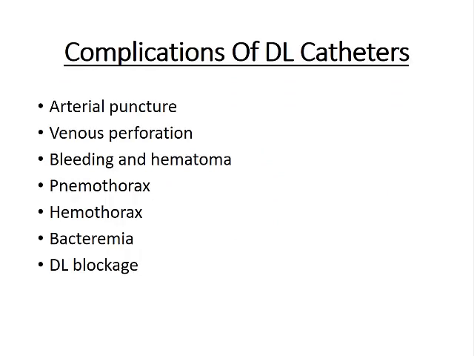What is the ideal diameter of double lumen catheter? 12 to 14.